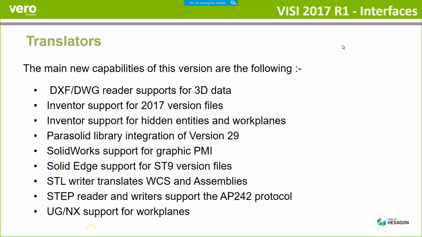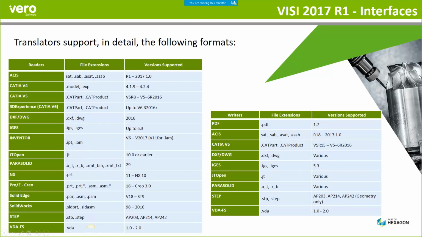As normal, at the time of release, all our translators are going to be at the latest releases of other products. If you want to have a look in more depth at what level of translators we've got, if I just move on to the next slide. Okay, so this chart will give you a rundown of the level of translators we're at. This is available through the system help, so you'll be able to look through the system documentation if you need to check.